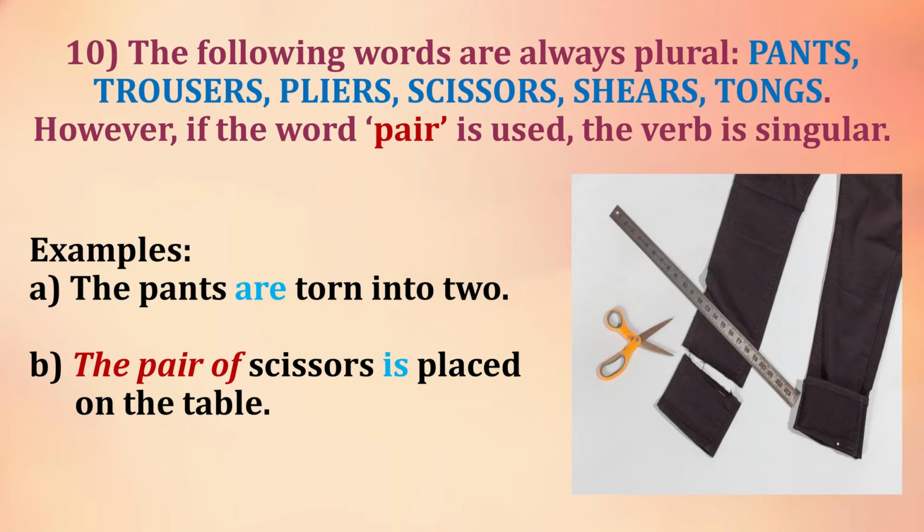But if these words are preceded by the phrase a pair of or the pair of, they will be regarded as a singular subject. For example, the pair of scissors is placed on the table, then it is considered as a singular unit. Then the verb will be singular.